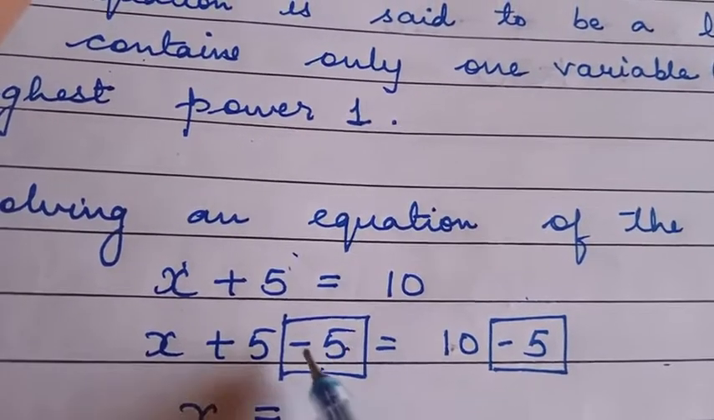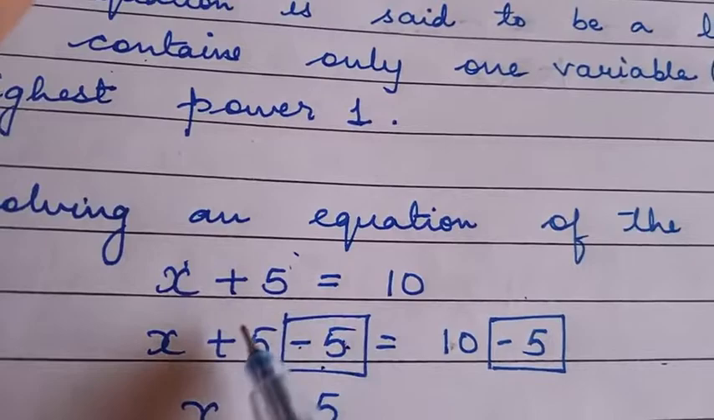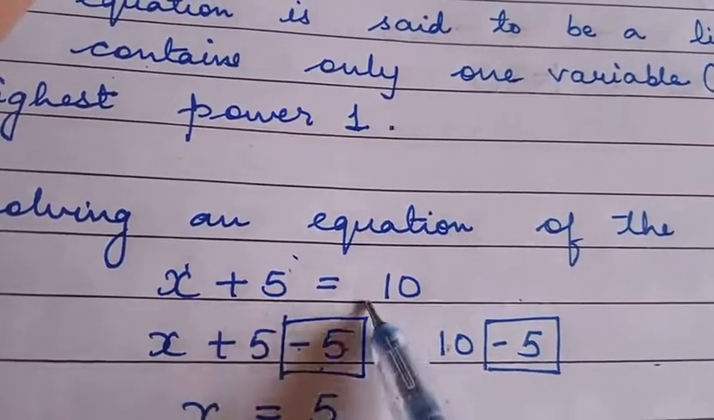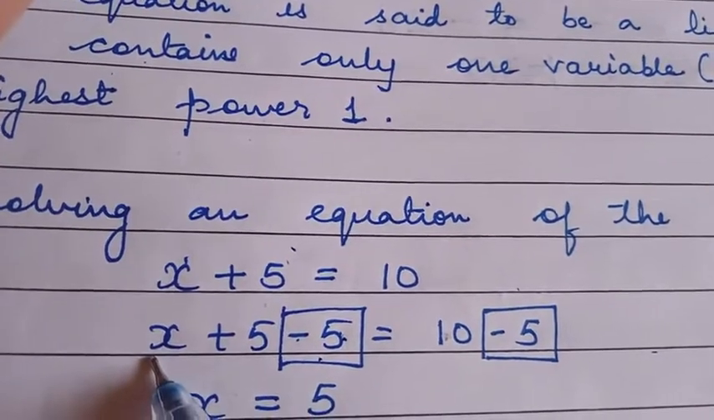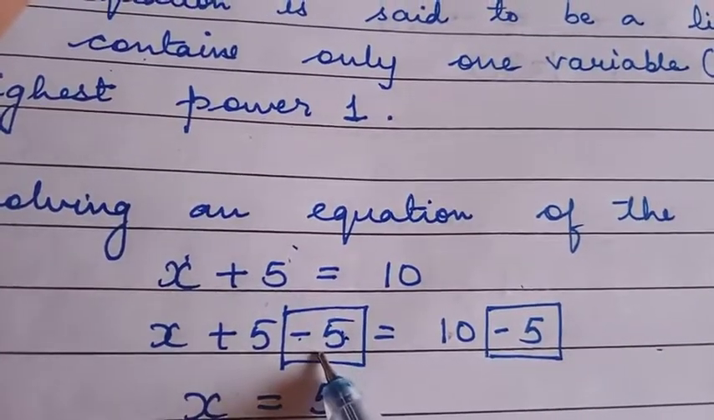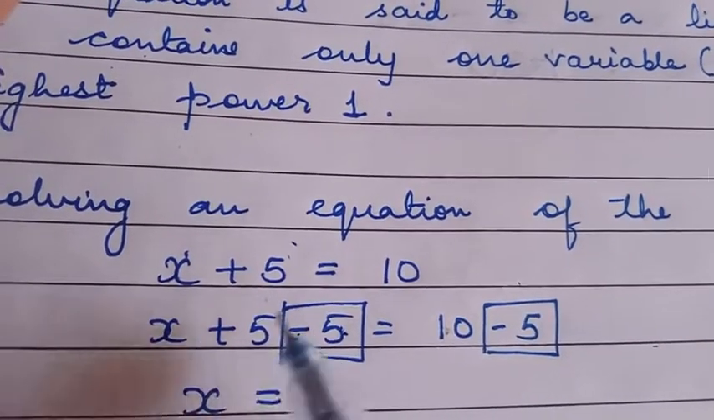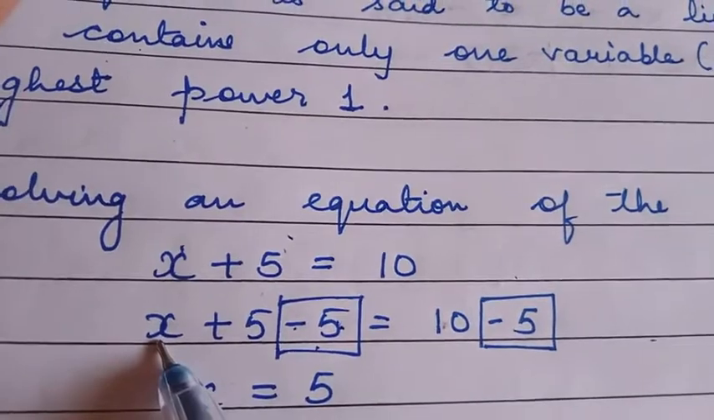I have subtracted minus 5. I have subtracted 5. Why? Because I want to cancel plus 5 with minus 5. I want x alone in LHS. So what is the opposite of plus 5? Minus 5. So minus 5 should be done in LHS and RHS, so as to keep this x alone here.